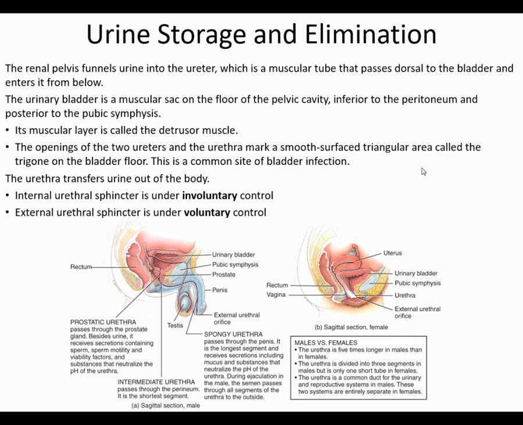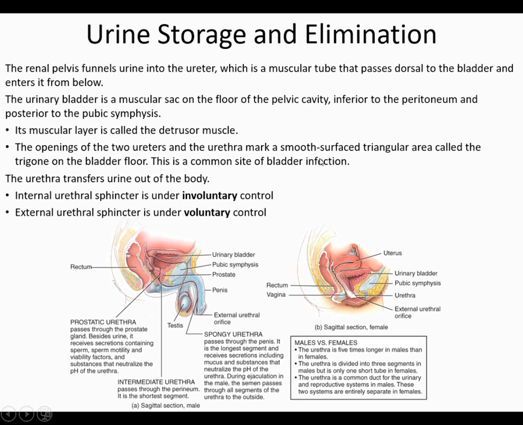Your ureters are basically just muscular tubes draining urine that was formed by our kidneys to our bladder. They dump into the bladder actually from behind it and a little bit from below it. Together, the two ureters and the opening to the urethra form a triangular region in the bladder called the trigone. Trigone is a common site of bladder infection.